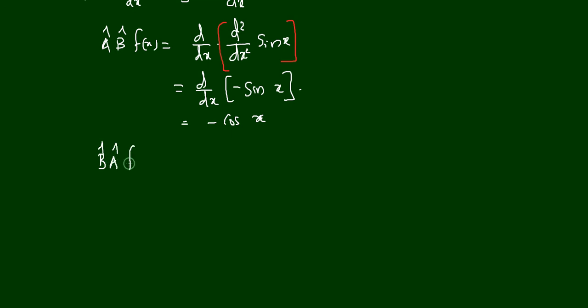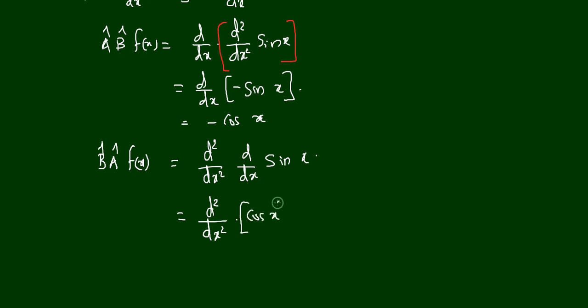Now we check B A f(x). B is d²/dx² and A is d/dx of f(x). f(x) is sin x. So this must operate first, d/dx of sin x. So we can write d²/dx² of d/dx of sin x, that is equal to d²/dx² of cos x, because we now operate with the left operator, d²/dx².